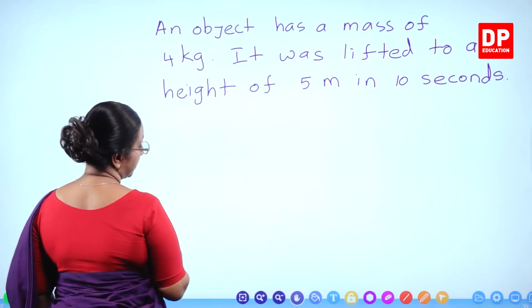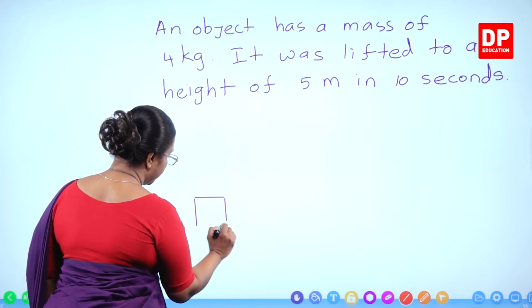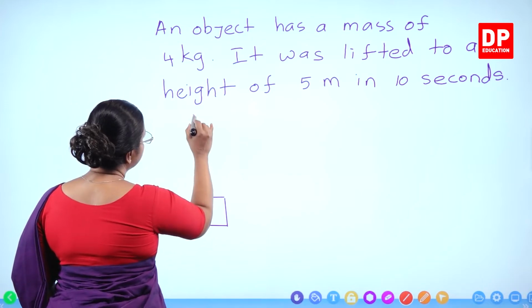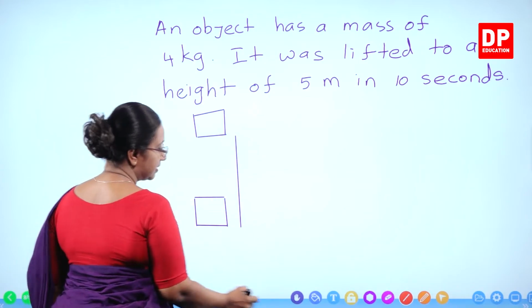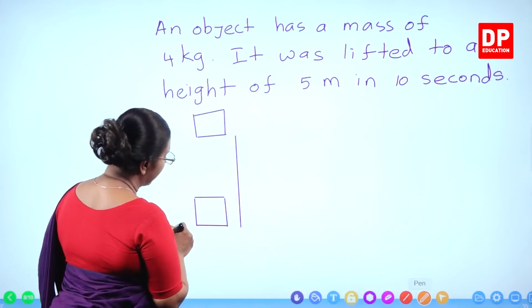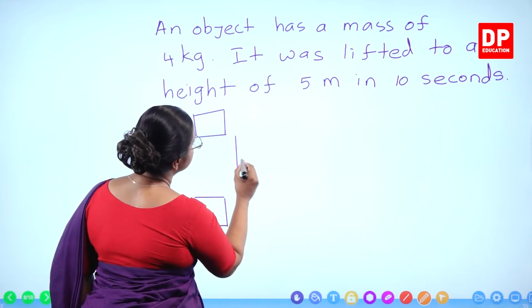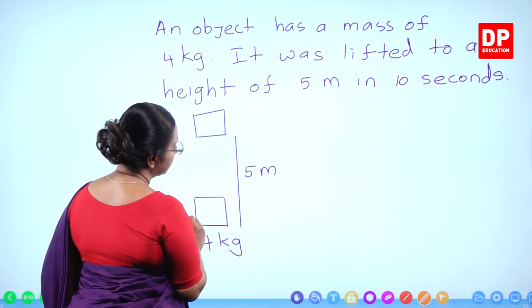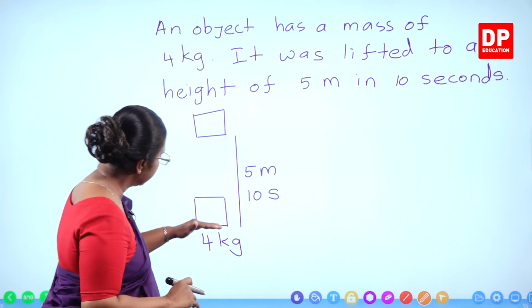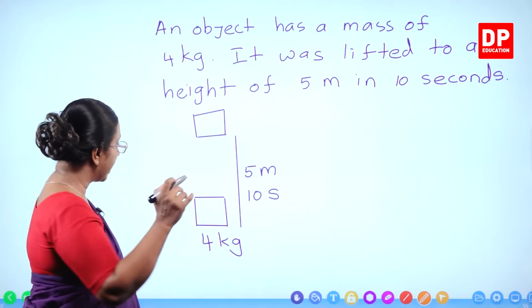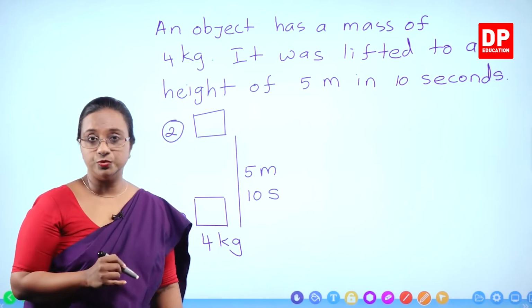So now if you show it in diagrammatic form, this is the object here. It is lifted to a certain height and the height is going to be this. What is the mass of the object? 4 kilogram. What is the height? It is 5 meters. And for this to happen, it takes 10 seconds. Now here you all know students, initially the object is here. I will mark this as position 1 and we'll say this is position 2.